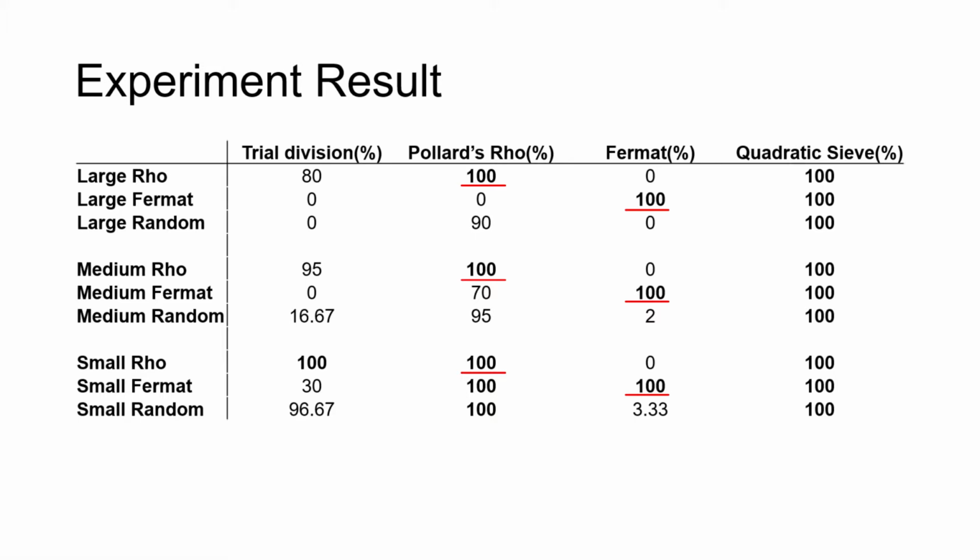Nevertheless, the general-purpose method, quadratic sieve, has the perfect performance over all sizes and types of dataset. It effectively factorizes all numbers in 5 minutes. We will discuss the performance of each algorithm in detail and analyze the advantages and limitations.